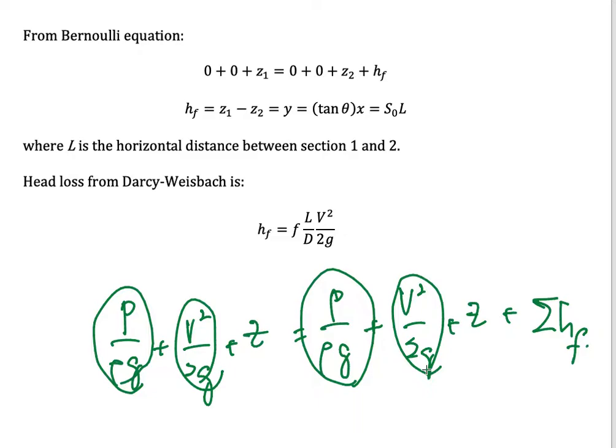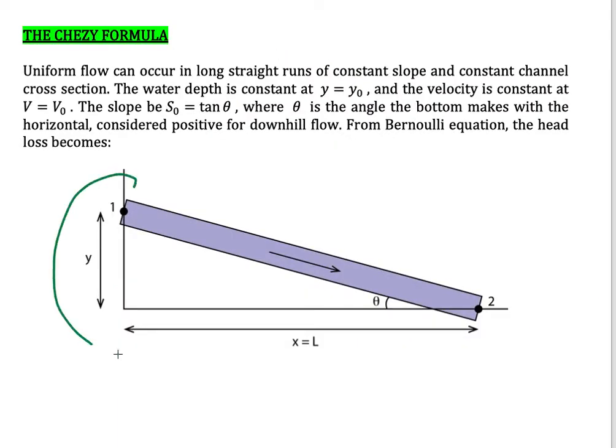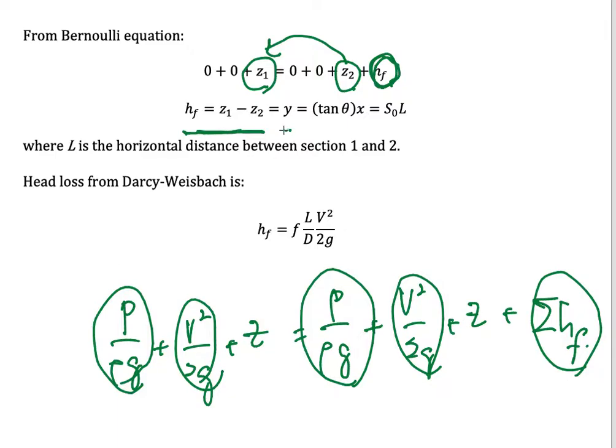Then we have Z1, Z2, and the losses. The loss term can be rearranged: losses equal Z1 minus Z2, as we bring Z2 to the left-hand side. According to our diagram, the difference between Z1 and Z2 can be written as Y. So we say that Z1 minus Z2 is equal to Y.